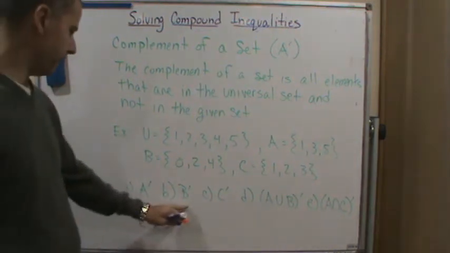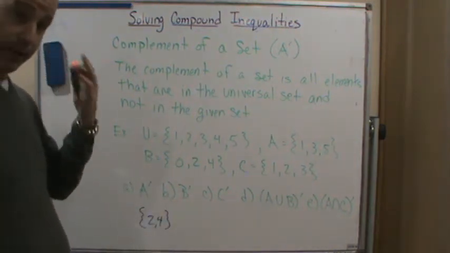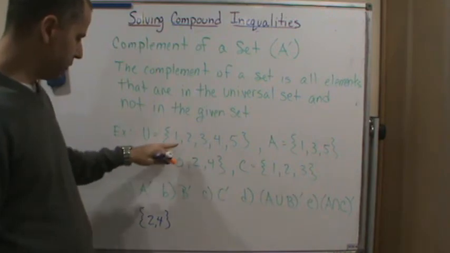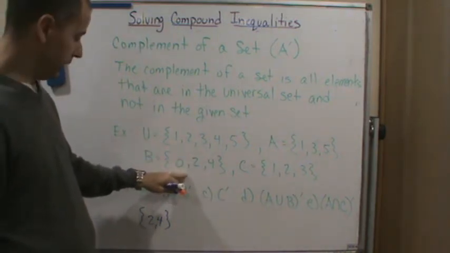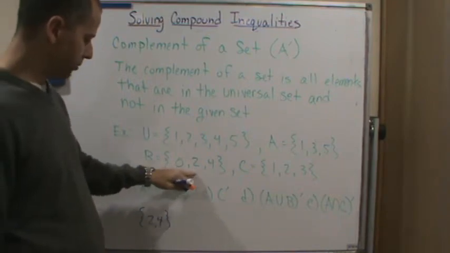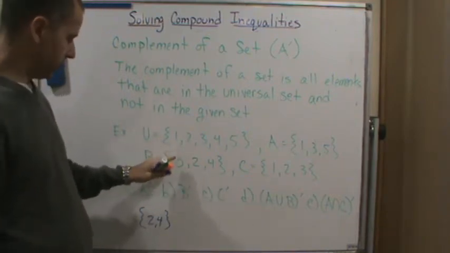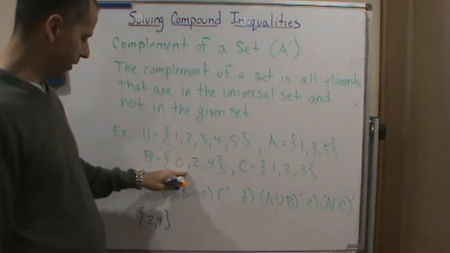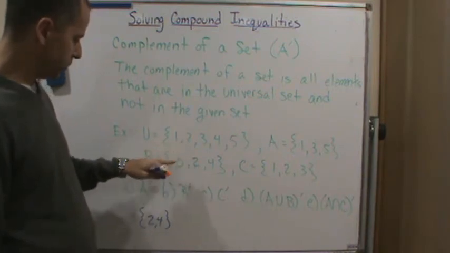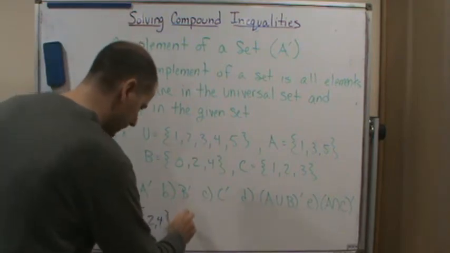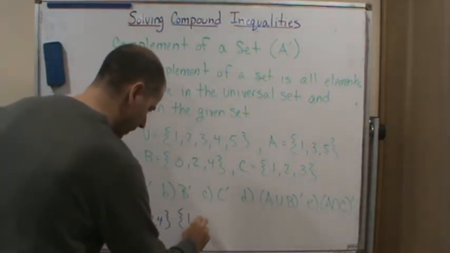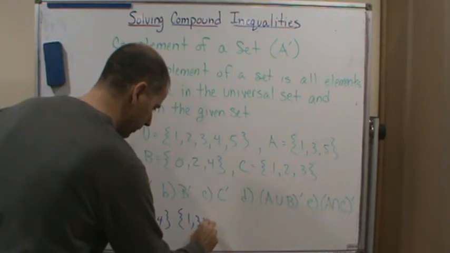Now what about the complement of B? Again, I'm just going to apply the definition. I want everything that's in the universal set that is not in B. B contains 0, 2, and 4, so I don't want those. I want everything except those, so the complement of B is 1, 3, 5.